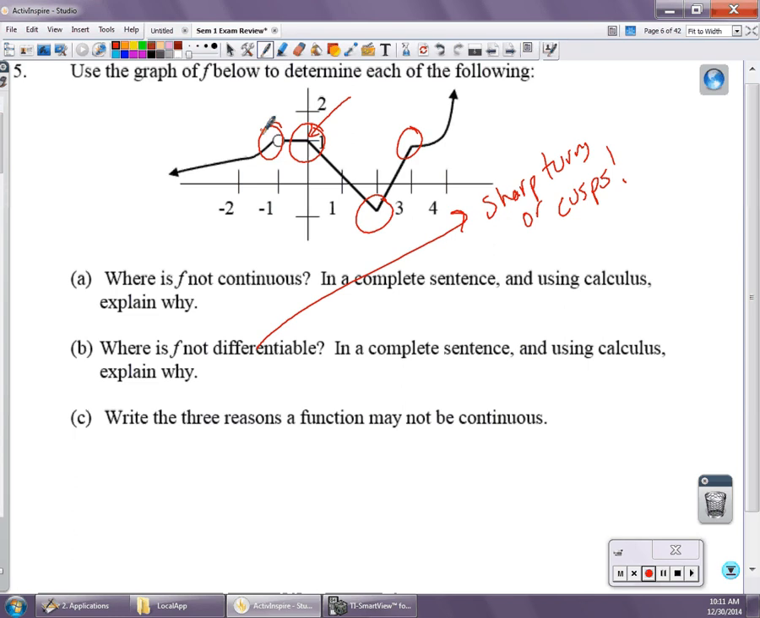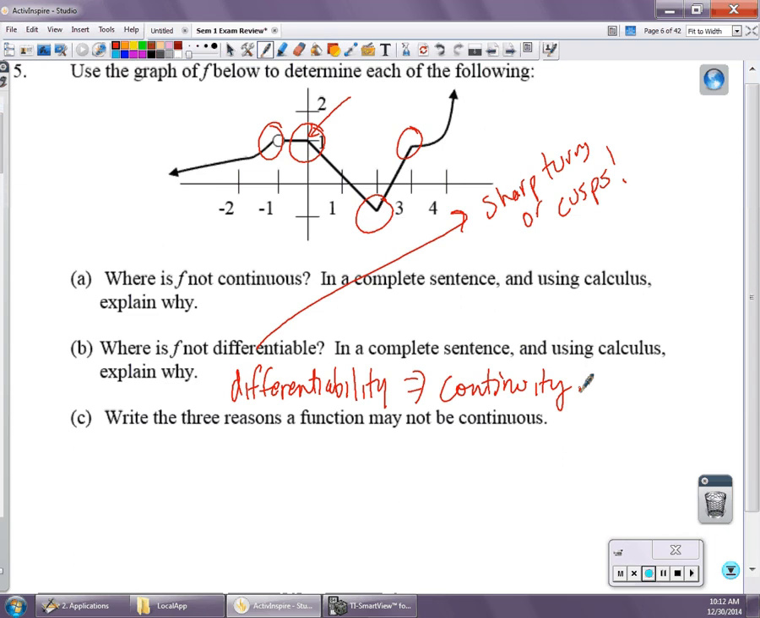So one thing you need to remember about differentiability, if the function is not continuous, then it can't be differentiable at that value. Remember, differentiability implies continuity, meaning that if a function is differentiable at a particular value of x, then it is also continuous at that value of x. But it doesn't work the other way around. Continuity does not guarantee differentiability.